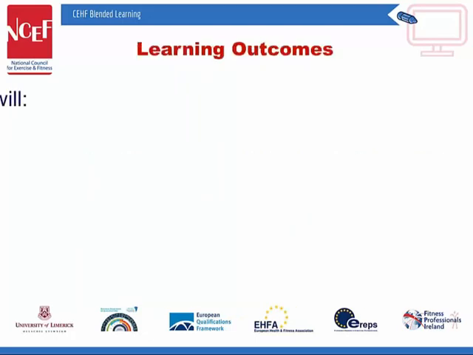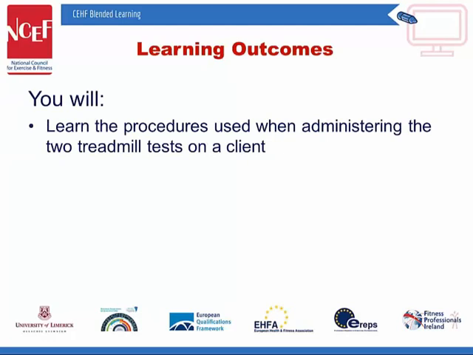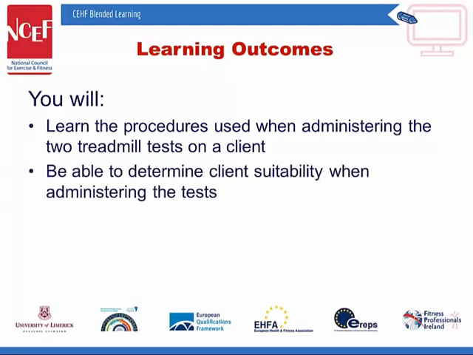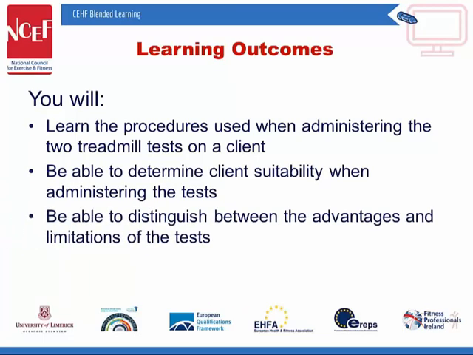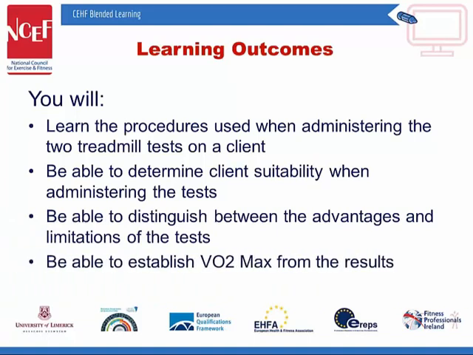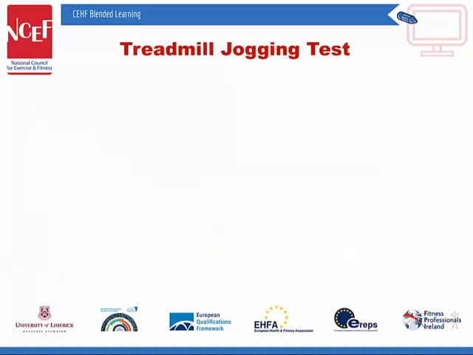The learning outcomes: you will learn the procedures used when administering the 2 treadmill tests on a client. You will be able to determine client suitability when administering the tests. You will be able to distinguish between the advantages and limitations of the 2 tests, and also to establish VO2 max from the results. So the first one we're going to look at is the treadmill jogging test.